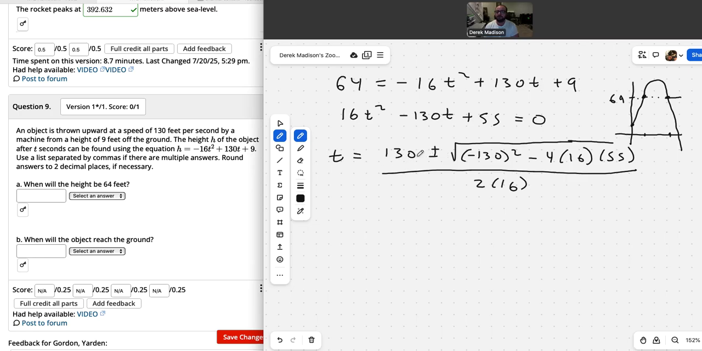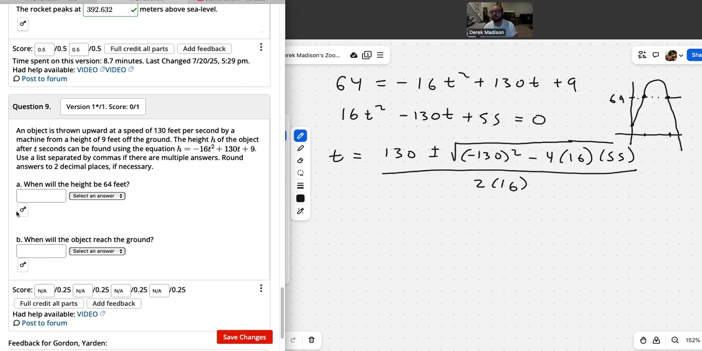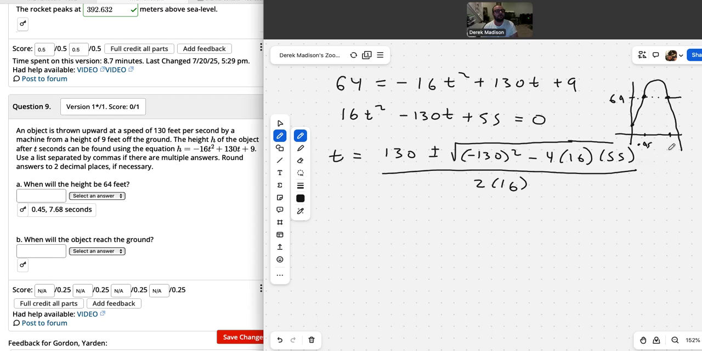But basically all you're going to do is make this mess under here a number, then take the root, and then do 130 plus that number divided by 32. That'll be your first answer, and 130 minus that number and then divided by 32 will be your second answer. If you do that right, those should come out to 0.45 and then 7.68. So it's like this is 0.45 right there, and this one is 7.68 if we're looking at those x values.